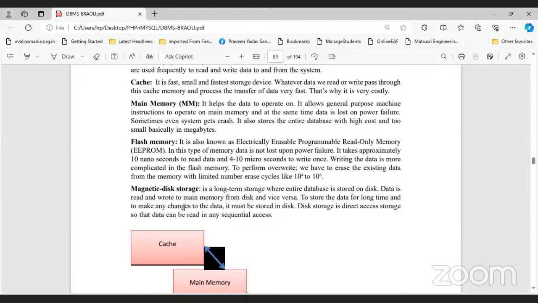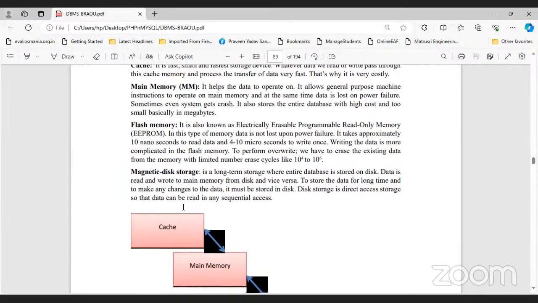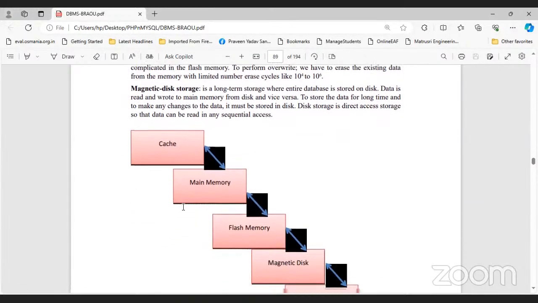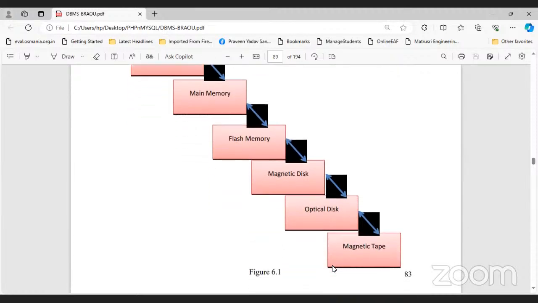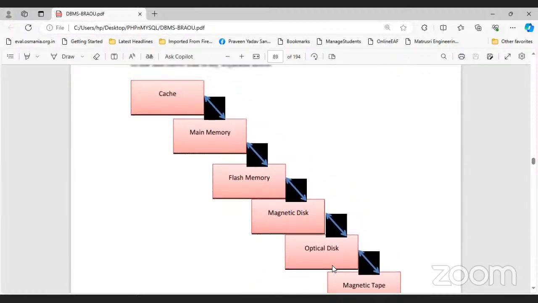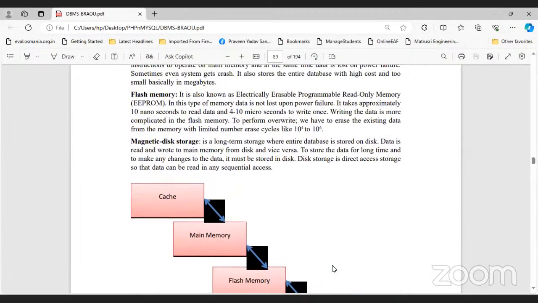Next one is the magnetic disk storage. These are the memory storage devices: cache, main memory, flash memory, magnetic disk, optical disk, and the magnetic tape. We will discuss the magnetic disk storage.